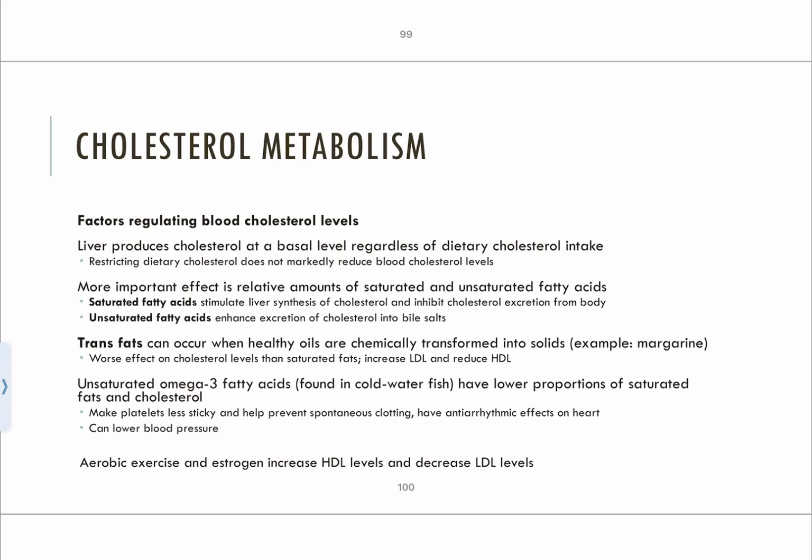And when they're talking about the trans and the cis fats, they're just referring to the orientation of hydrogens on adjacent carbons. We also have unsaturated omega-3 fatty acids that can be found in some cold water fish, so things like salmon, and these can help lower the proportions of both our saturated fats as well as cholesterol.